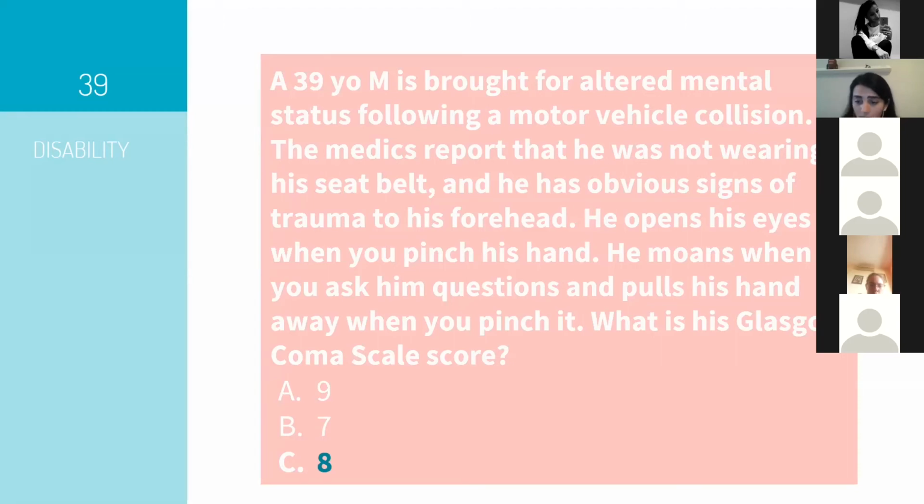And he gets a score of 4 for the motor exam. He's really localizing to pain. He pulls his hand away when you pinch it. So that total is 8. And like we said before, with a GCS of 8 or less, you would intubate that patient.